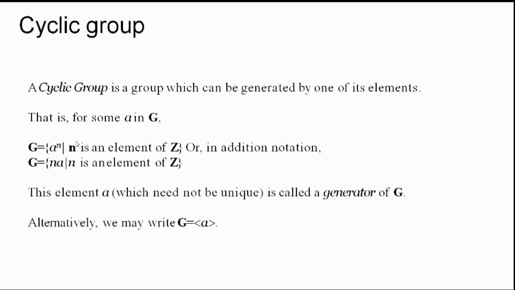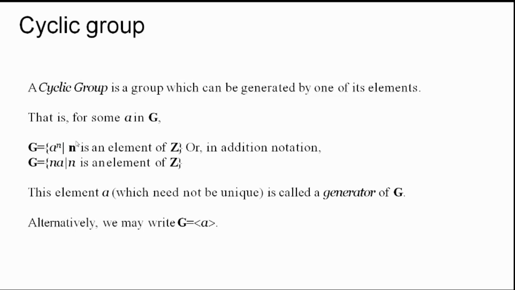That means the base element is the same. With the base element only, the remaining elements will be generated. So G = {a^n}, n an element of Z, or in additive notation, G = {n·a}, where n is an element of Z. For example, 3 times 3, 3 times 3, like that. So 2 times multiplication of 3, 3 times multiplication of 3, 4 times multiplication of 3. Right? So this is the way you will generate.